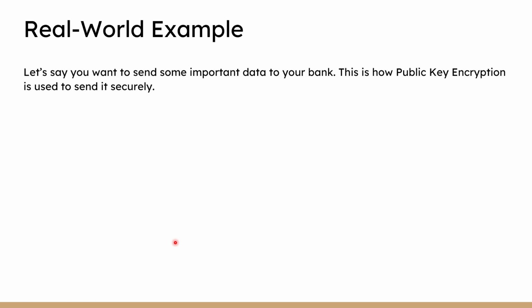Okay, just one last slide. I just want to go over a sort of real world example. This is what might happen if you wanted to send some important data to your bank. There's probably more to it than this. In the real world, there are more complicated algorithms and everything. But based on what I've talked about here, this is a rough estimate of what happens.